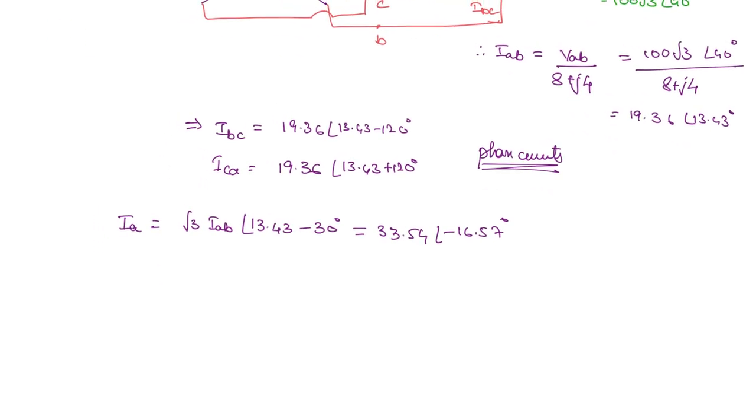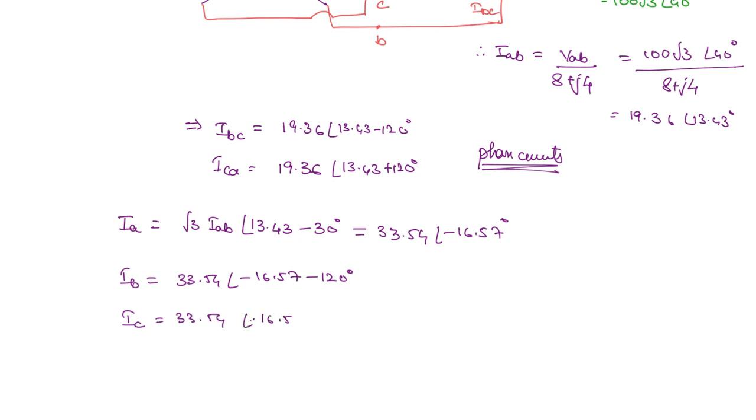From here we can again find the other line currents. IB will have the same magnitude, 33.54, and the angle will be minus 16.57 minus 120 degrees, and IC will have the same magnitude and the angle will be minus 16.57 plus 120 degrees. So these are the line currents.